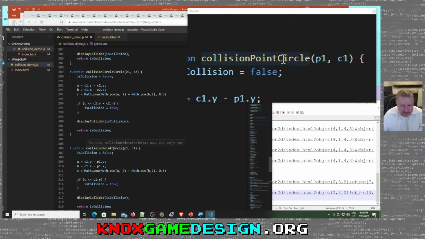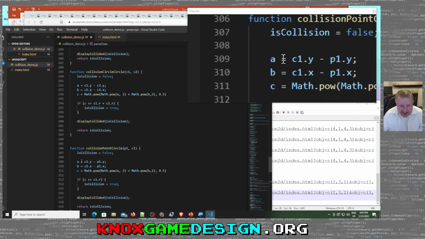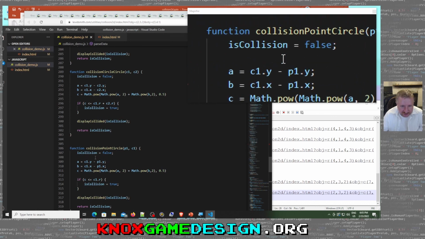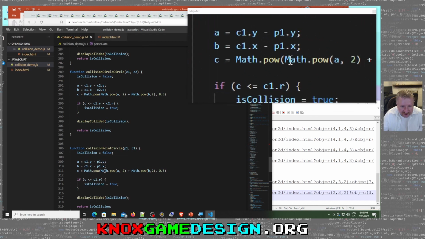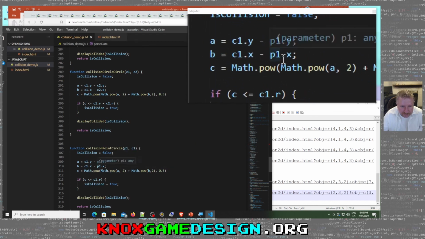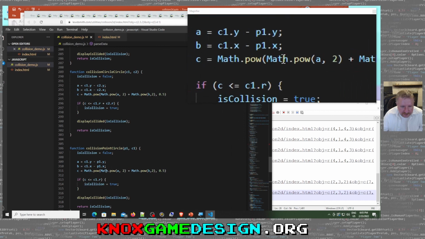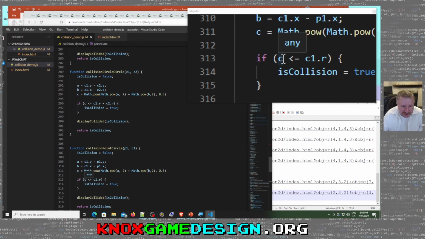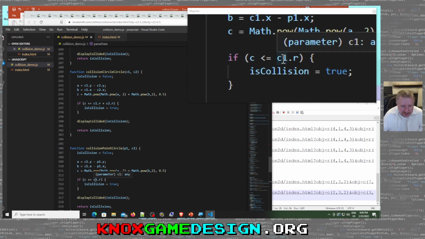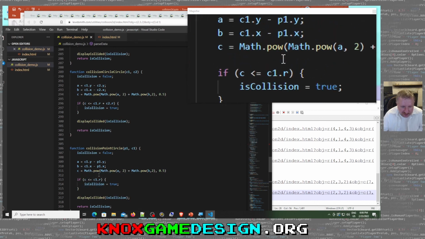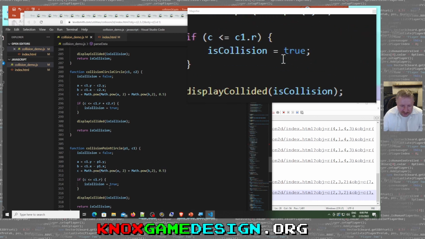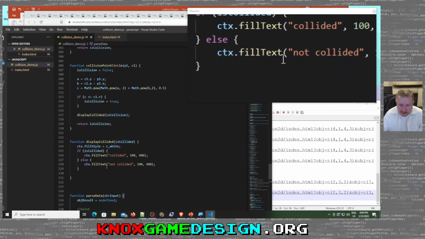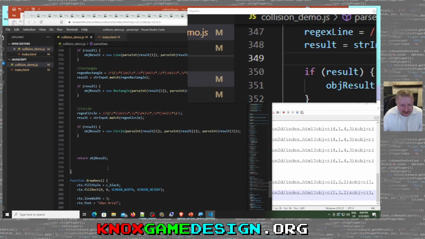And finally, collision point circle, which requires no additional math. I could have just called collision circle right here and used a circle of radius 0 for the point. But it's the same thing right here. So when we check to see if the distance, which is C, is less than or equal, we only have one point and one circle, so we're just going to check if it's less than the radius of the circle, because the point has a radius of 0. And here's where it's displaying collided. So that's basically the script.